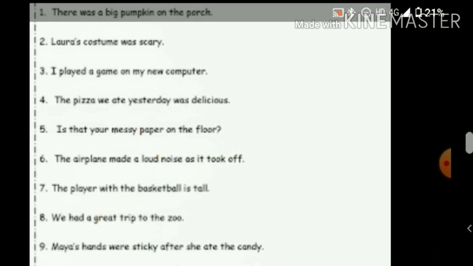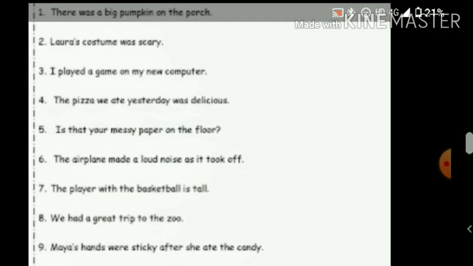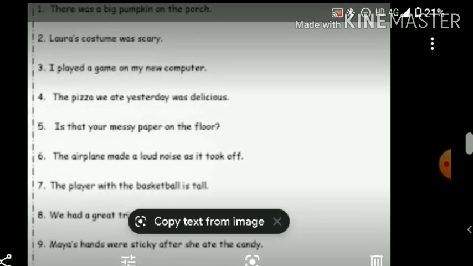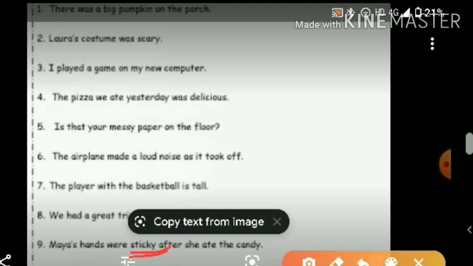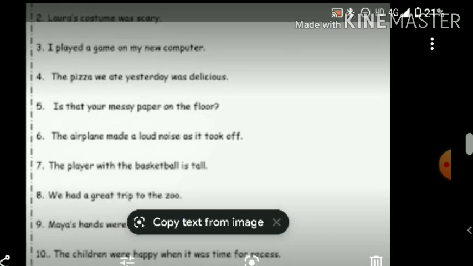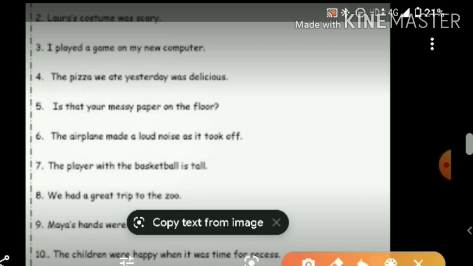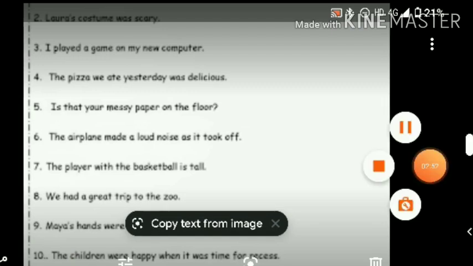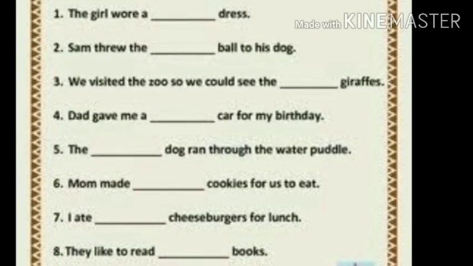Maya's hands were sticky after she ate the candy. How were Maya's hands? Sticky, and this sticky is describing the noun hands. The children were happy when it was time for recess. Happy is the adjective and it is describing the noun children. So children, these are a few exercises based on adjectives. And now the fill in the blanks, where we will fill the blanks with the appropriate adjective.